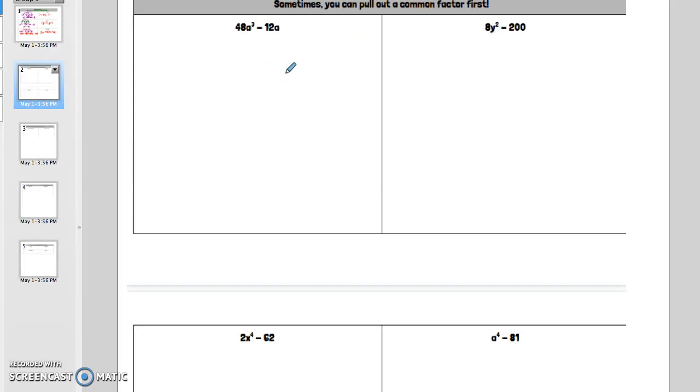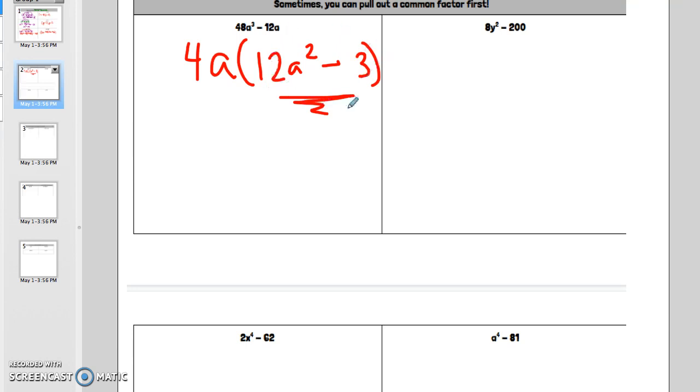As we look at these, there's only two terms, and sometimes we can pull out a common factor before we begin factoring. So look at this first one here. I'm looking at 48a cubed and negative 12a. And I can see that I can pull out a 4 and an a. Once I pull out the 4a, what's left on the inside is 12a squared, because 48 divided by 4 is 12. And at the end, I've got a 3. Looking at my inside piece, the last thing you should ask is, is there anything else I can pull out of here? Is there anything else they share? And the answer to this is no. So at this point, I'm done.